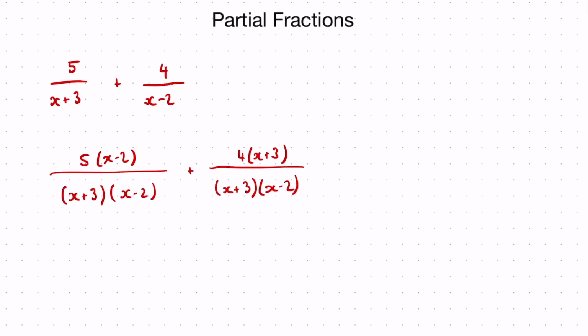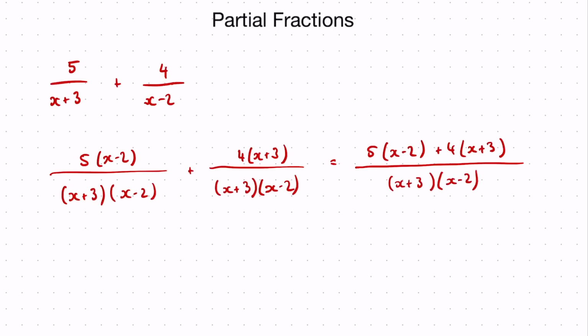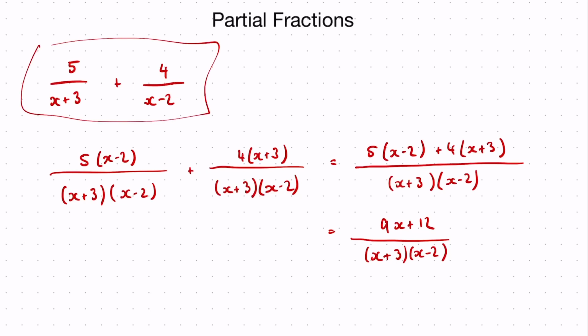I can write it as a single fraction, which would be 5 lots of x minus 2 plus 4 lots of x plus 3, all over x plus 3, x minus 2. I can then expand my brackets and simplify that down, which would give me 9x plus 12 over x plus 3, x minus 2. So here we've taken separate fractions and made them into a single algebraic fraction. What we do in partial fractions is we reverse this process.